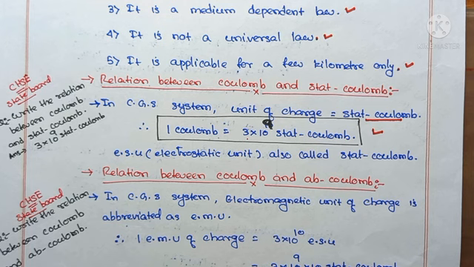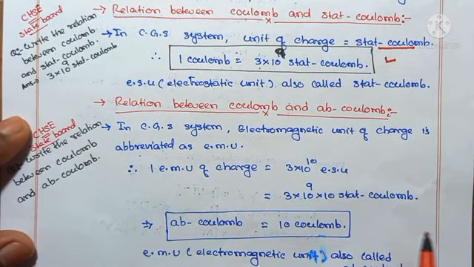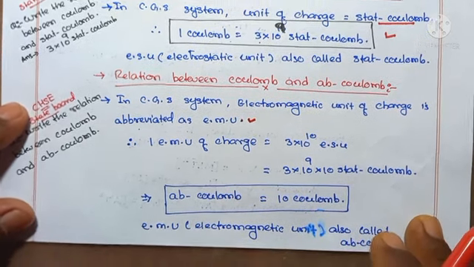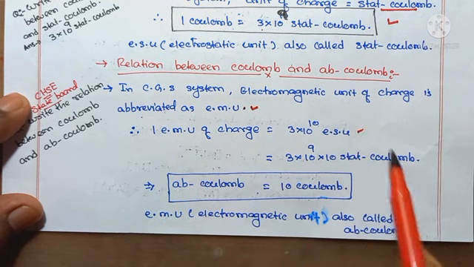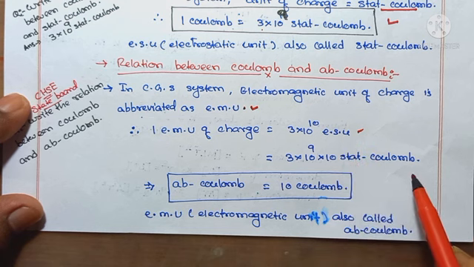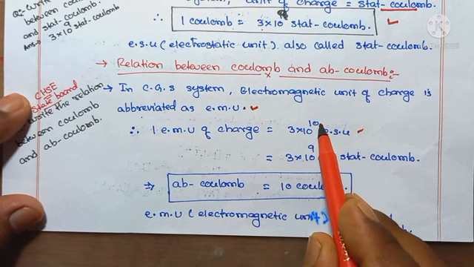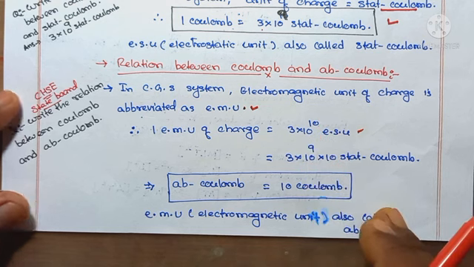Now we'll see the relation between coulomb and abcoulomb. In the CGS system, the electromagnetic unit of charge is abbreviated as EMU. So 1 EMU of charge is equal to 3 into 10 to the power 10 ESU. ESU means electrostatic unit. So here we will split 3 into 10 to the power 10 and write 3 into 10 to the power 9 into 10.